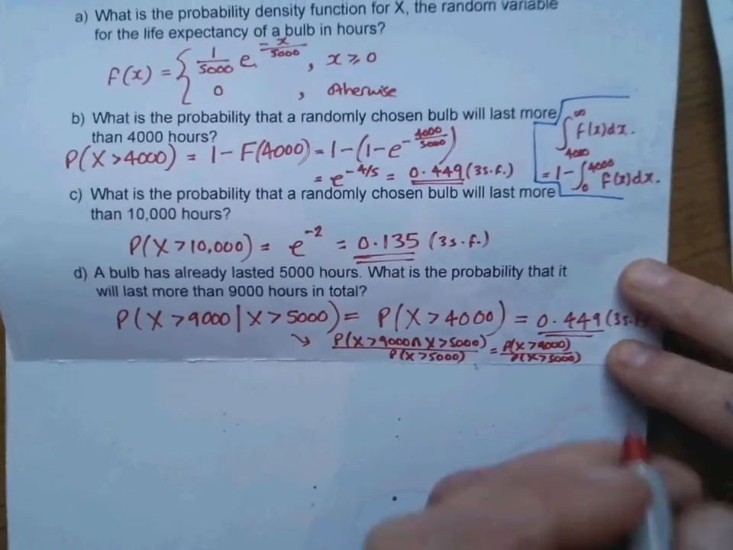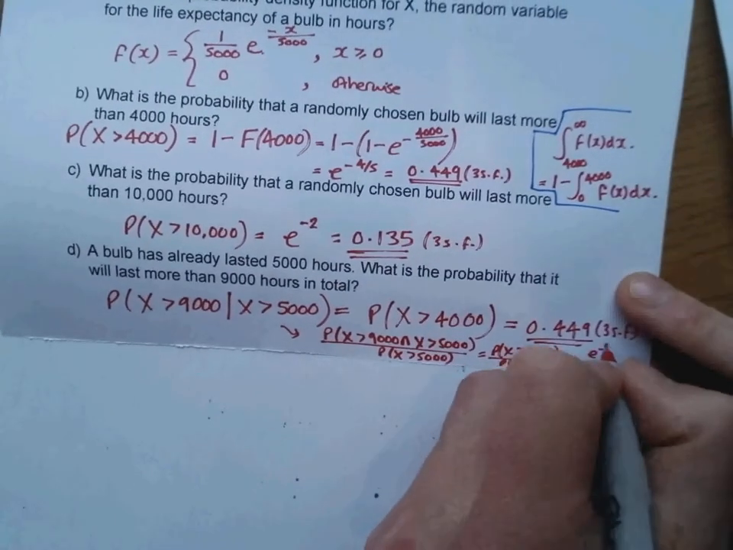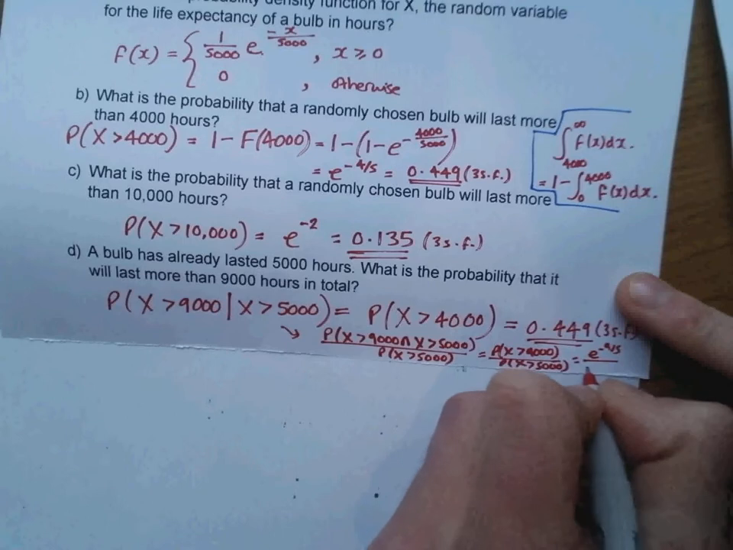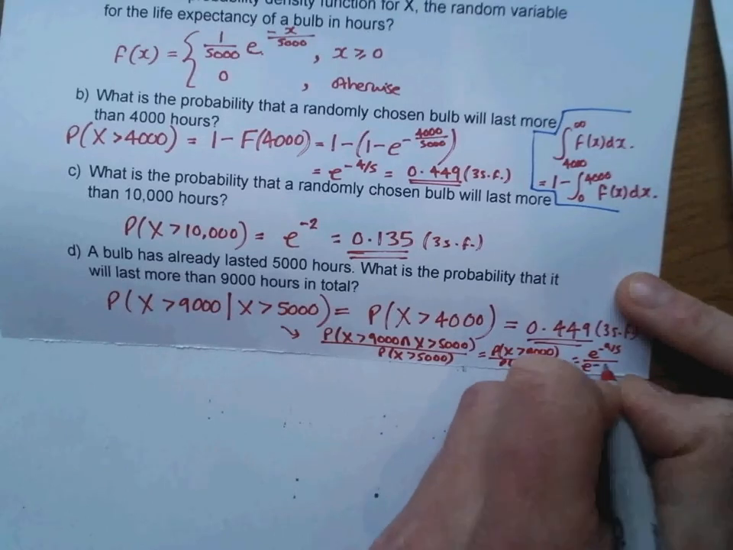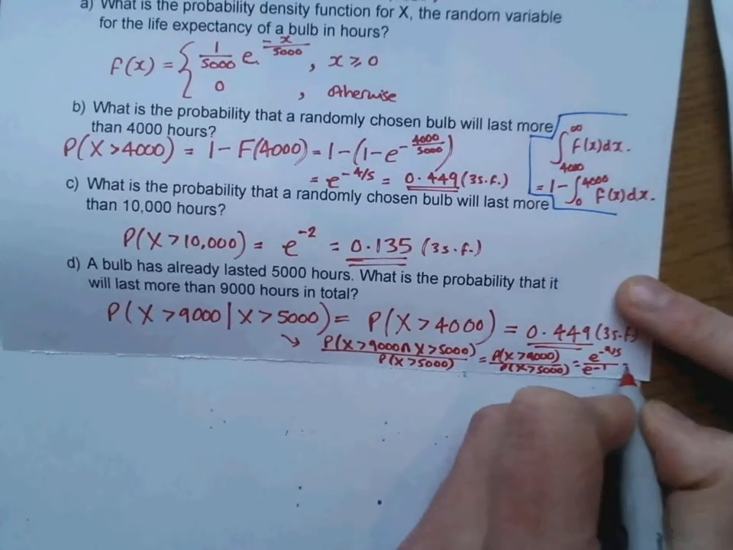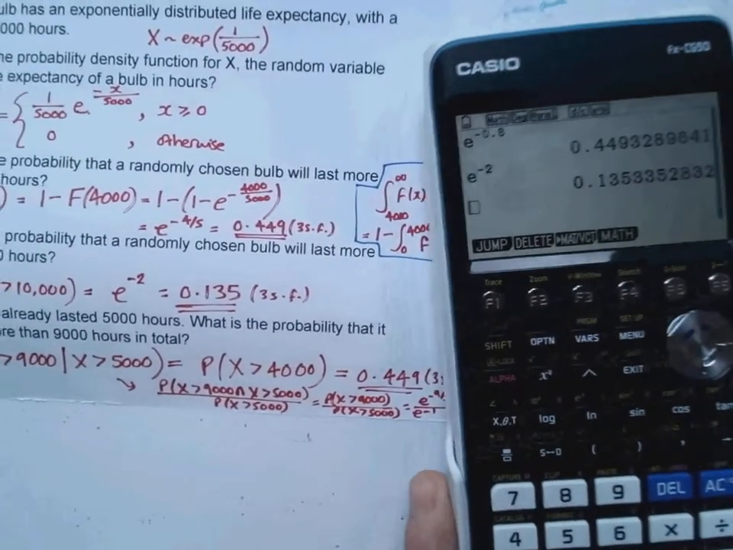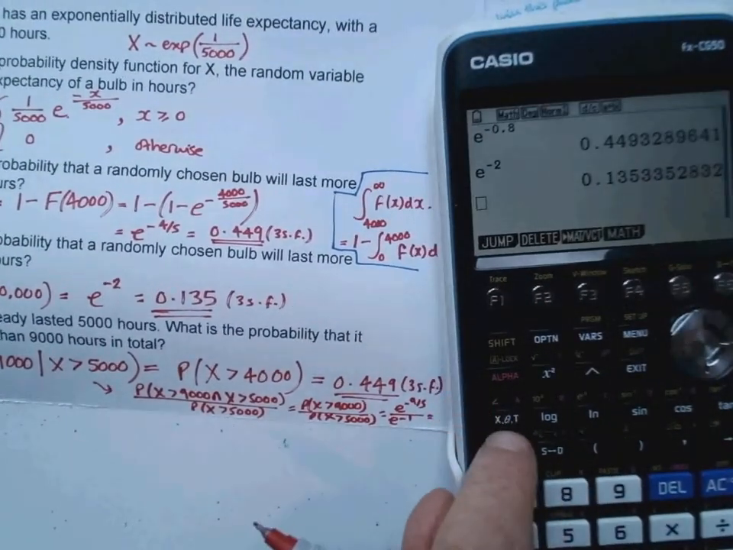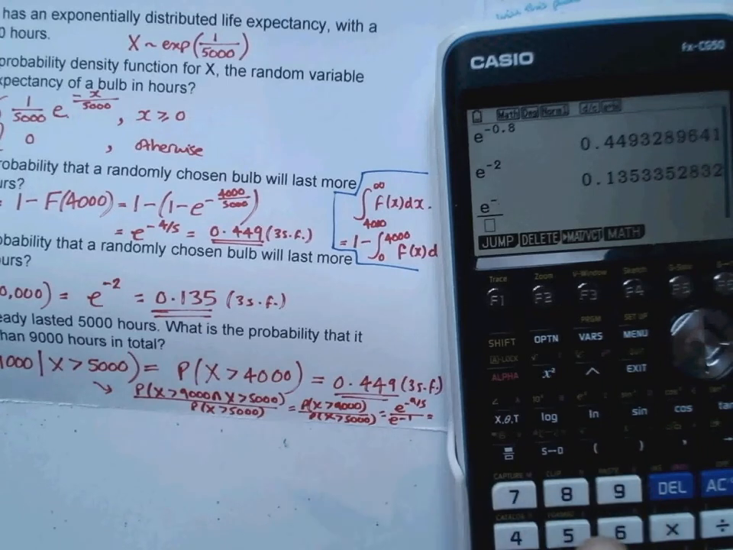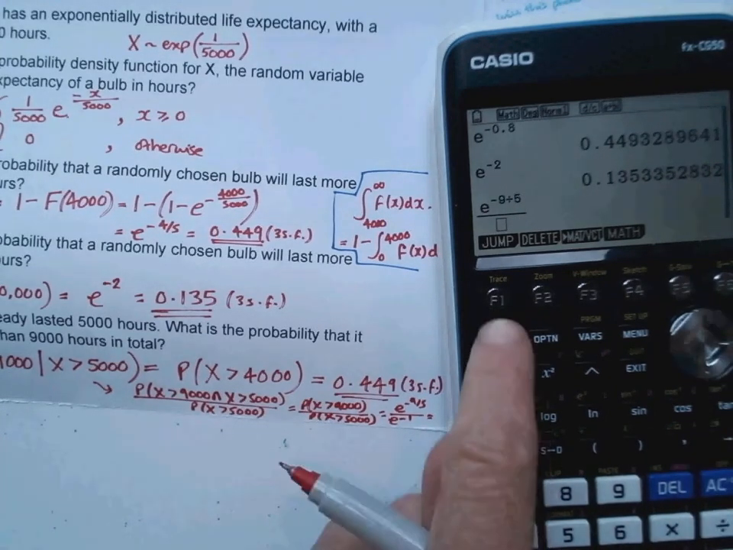Slightly running out of space here, sorry. And if you work out each of those individually, so what's that, e to the negative 9/5 divided by e to the negative 1, when you actually pop it all in. And just for completeness, let's have a look.